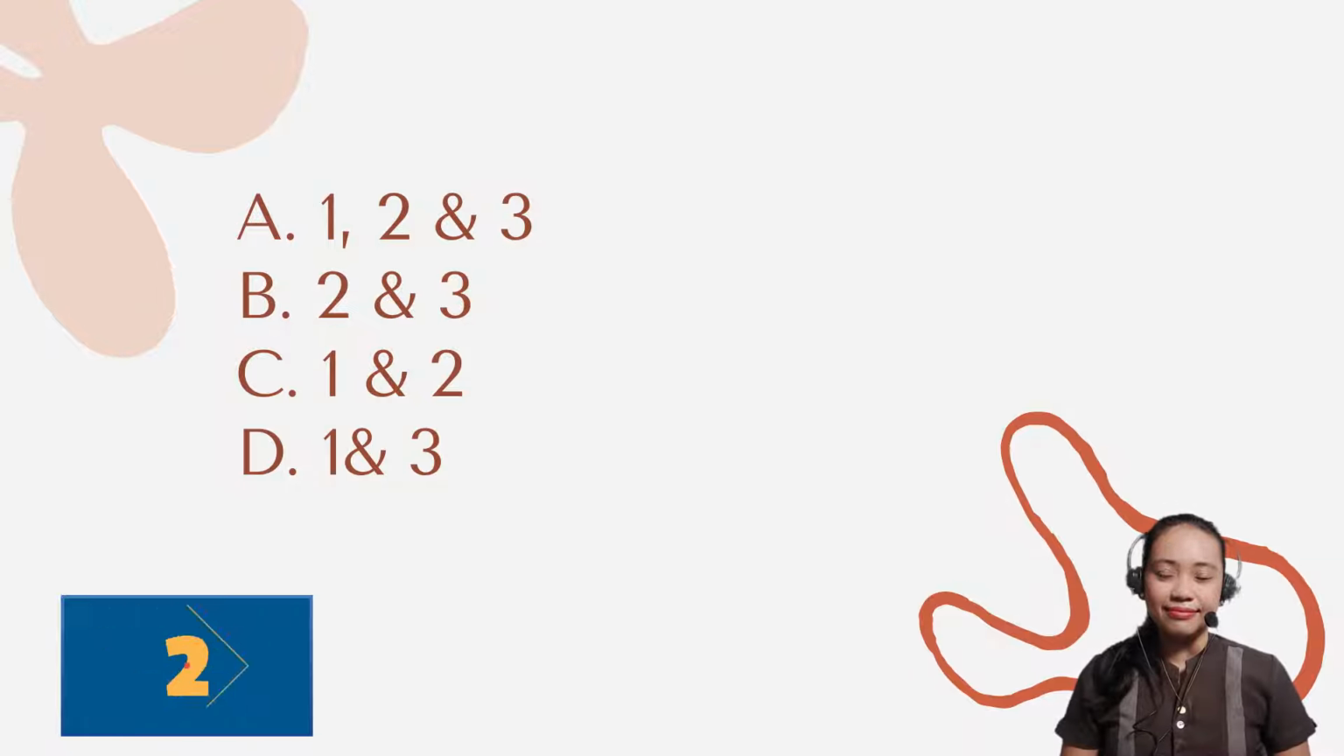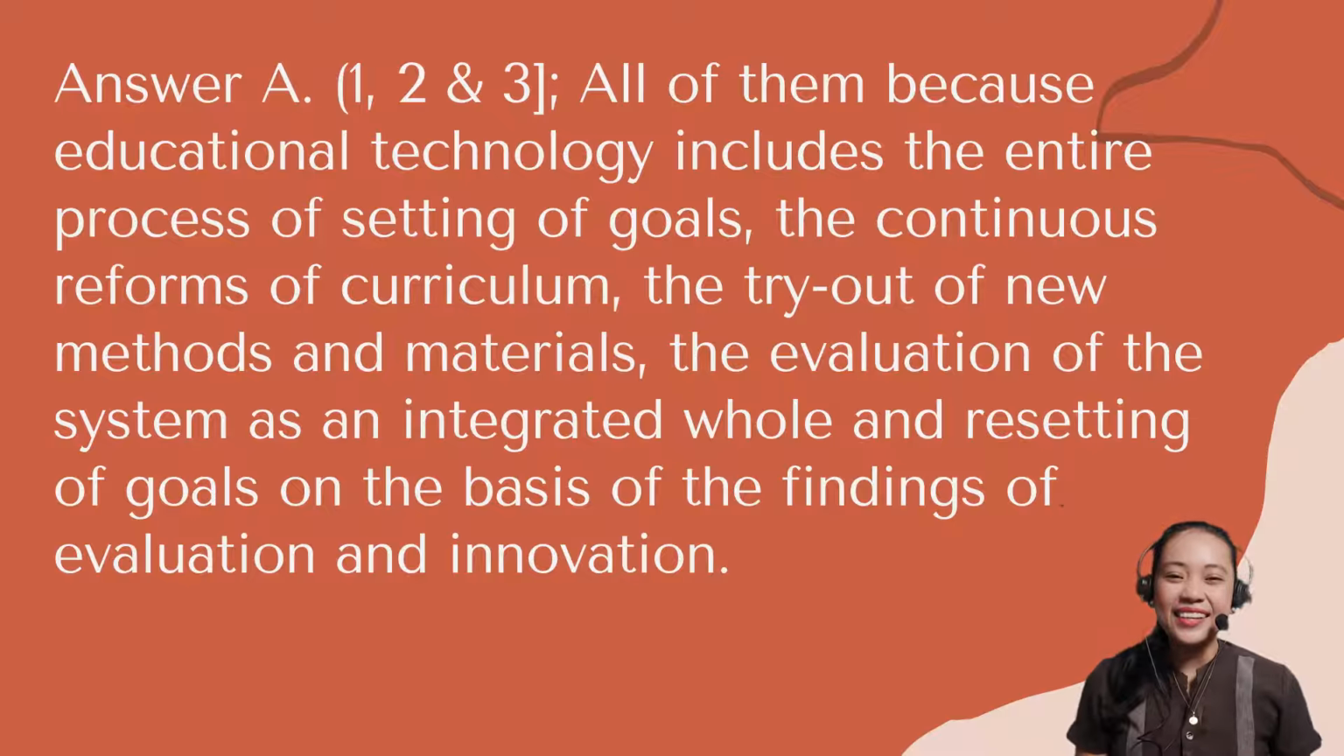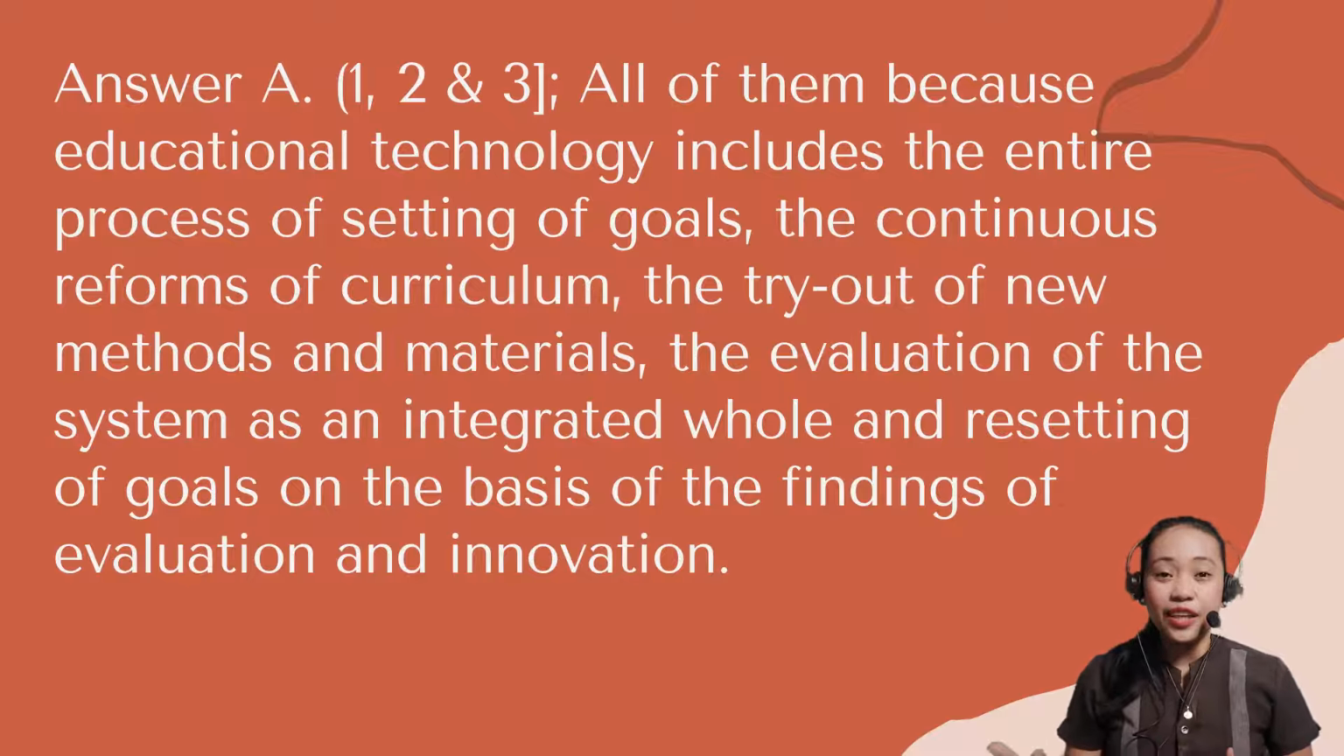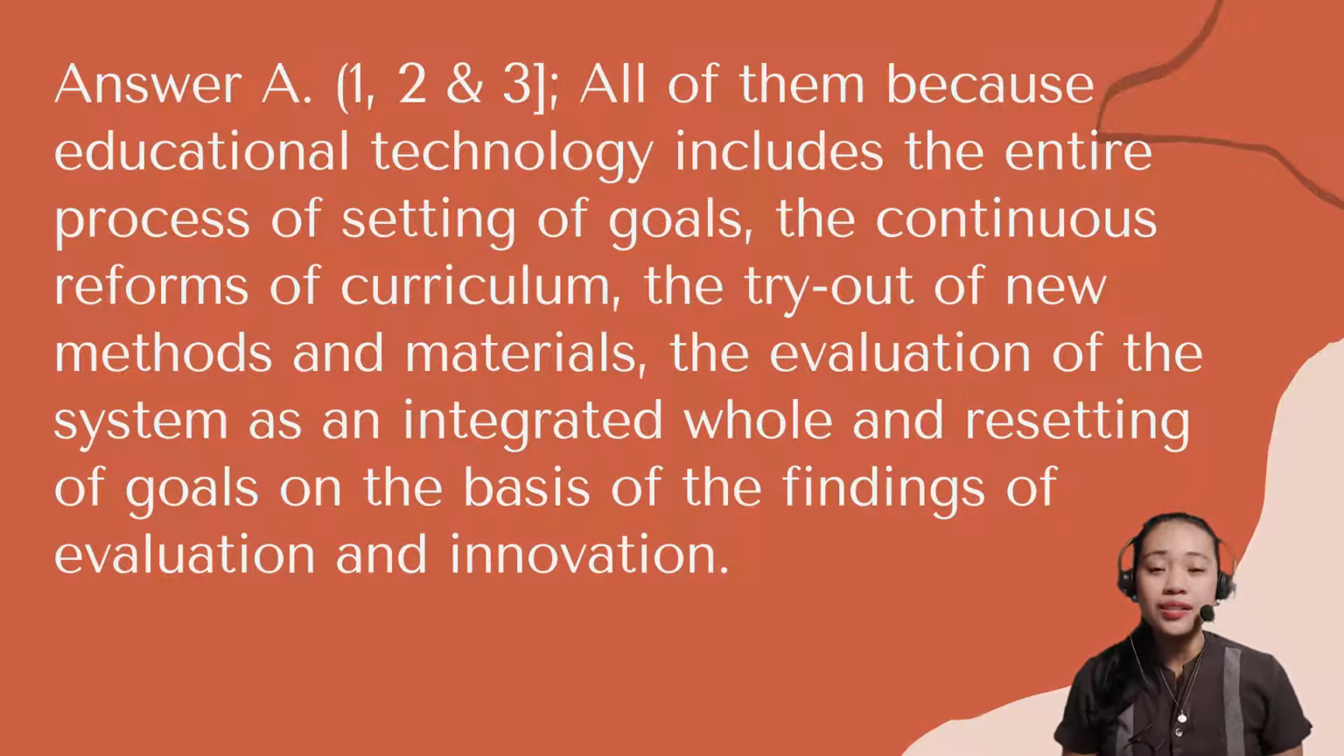The correct answer is letter A. Definitions 1, 2, and 3. All of them, class, because educational technology includes the entire process of setting of goals, the continuous reforms of curriculum, the tryout of new methods and materials, the evaluation of the system as an integrated whole, and resetting of goals on the basis of the findings of evaluation and innovation.